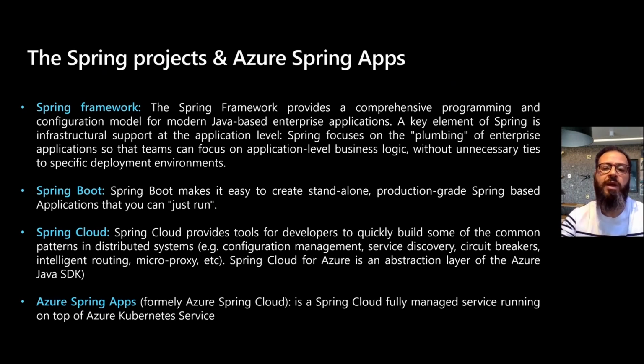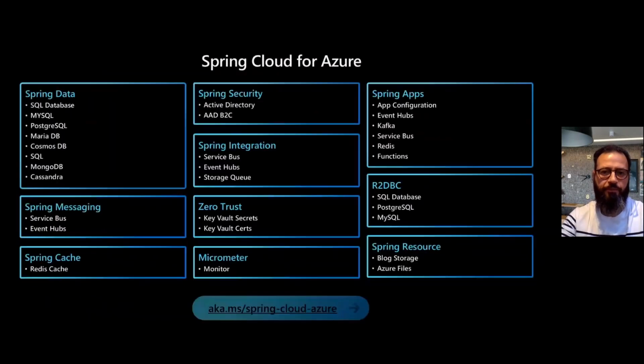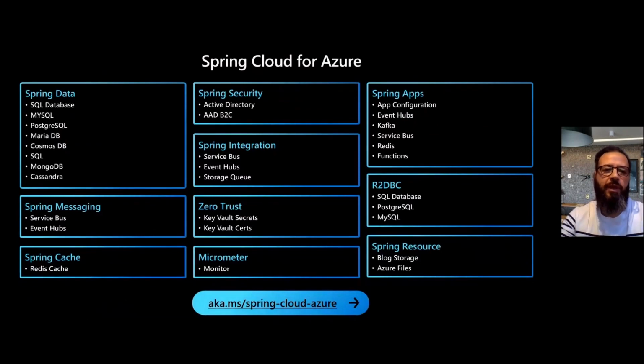So in a nutshell, Spring Cloud for Azure is an abstraction layer of the Azure Java SDK. Finally, Azure Spring Apps is a fully managed service running on top of AKS. Spring Cloud for Azure is a very easy way to consume PaaS services from Azure. So, for instance, your app may need to connect to a database through Spring Data, to connect to MySQL DB, as we will see then in the demo, or to integrate with Key Vault to store your secrets.